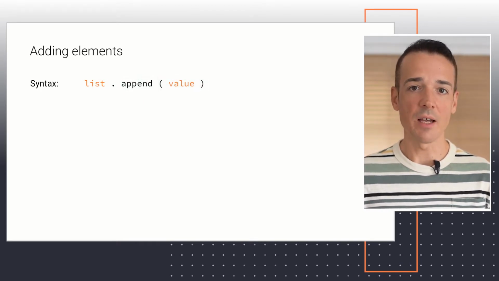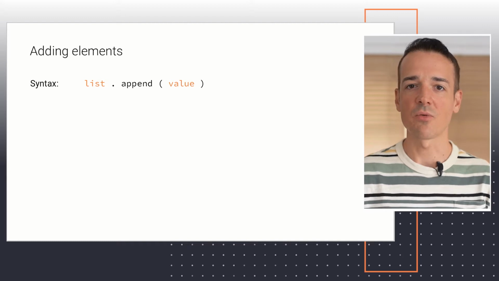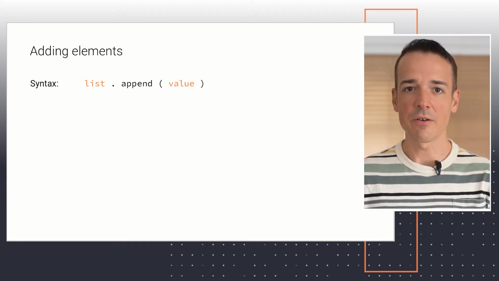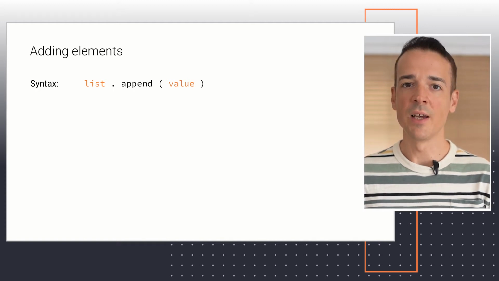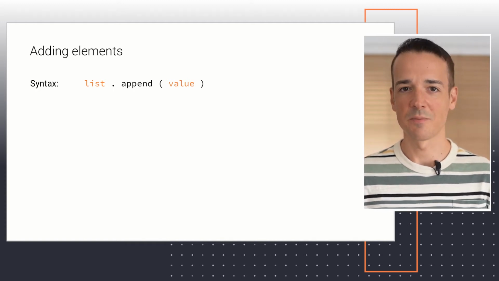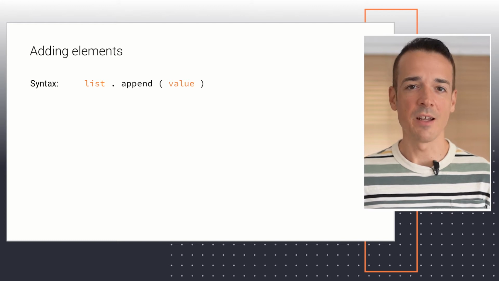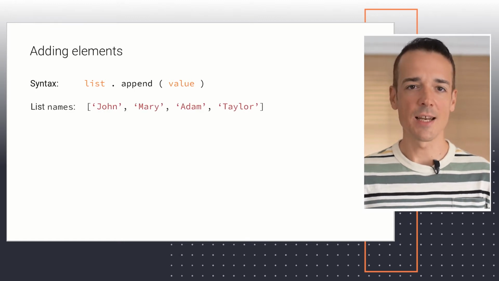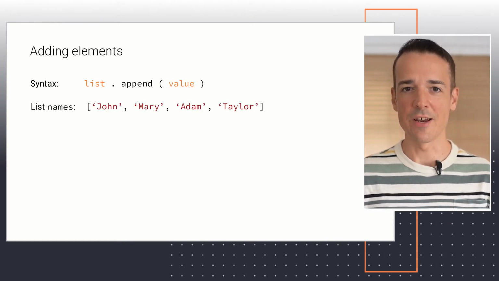Remember that in general, a method is a function with a general syntax reflected here, where we can find a container name followed by a dot character, the method name itself, and a list of arguments in parentheses. In the case of the append method, the value passed as an argument is added at the end of the given list. Let's use a list called names with the 4 strings shown here.